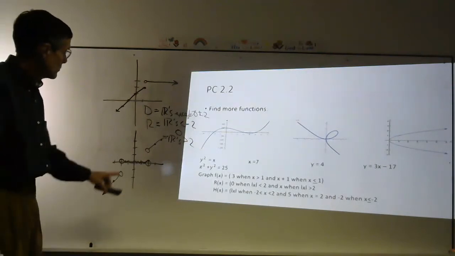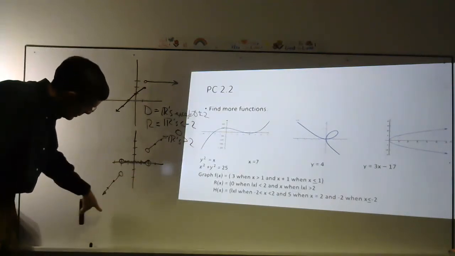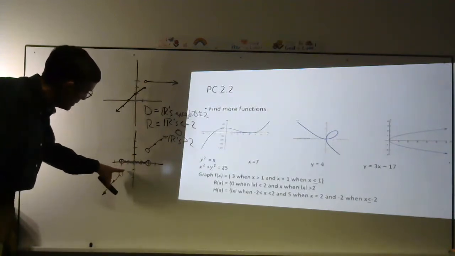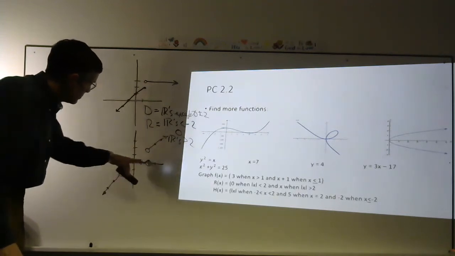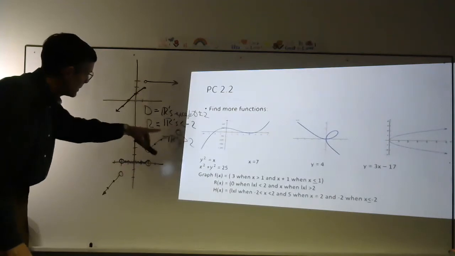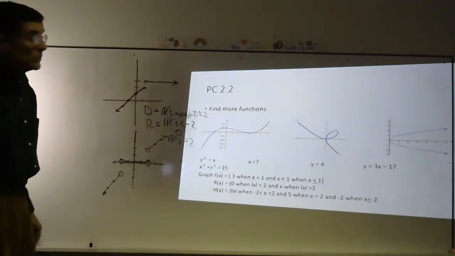Okay, do that again. Down here, looking sideways, all of those y values are used. But in here, nothing is used on the y-axis. 0 is used. And then when you get up in here, all the y values bigger than 2 are also used. Okay?